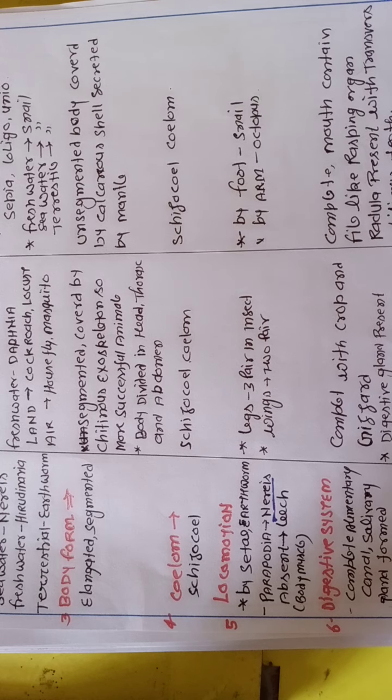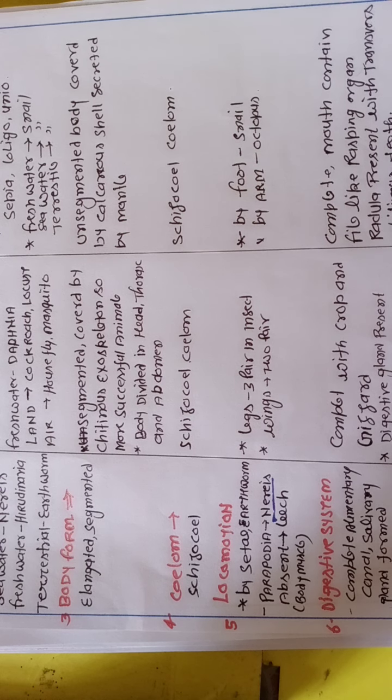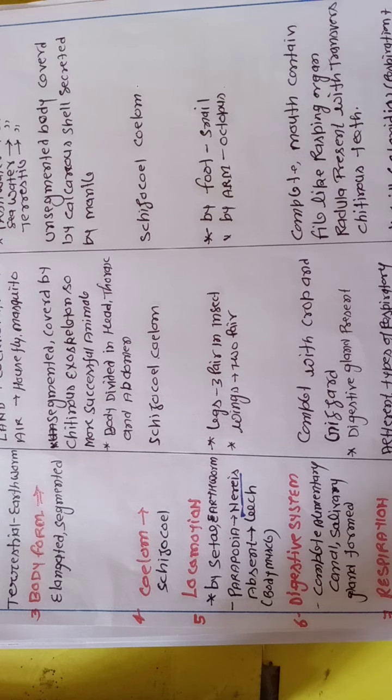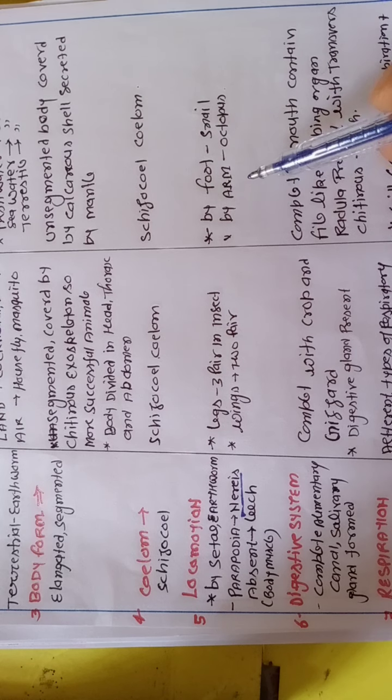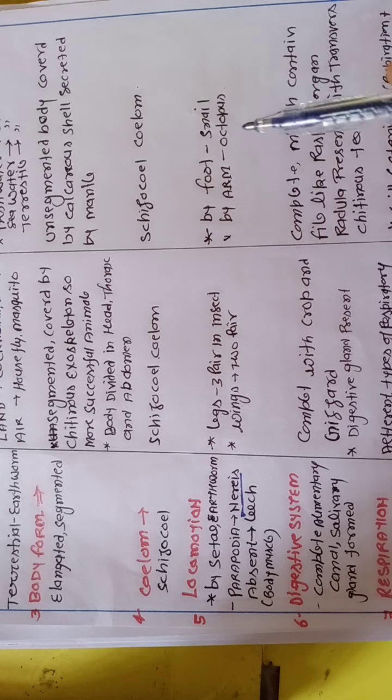Similarly here in case of the Mollusca, you know molluscans are the slowest creatures. It means they are very slow animals, and they have a foot as the locomotory organ in the snail and arms in the octopus. But mainly animals have a foot for locomotion, and arms are present in the octopus.